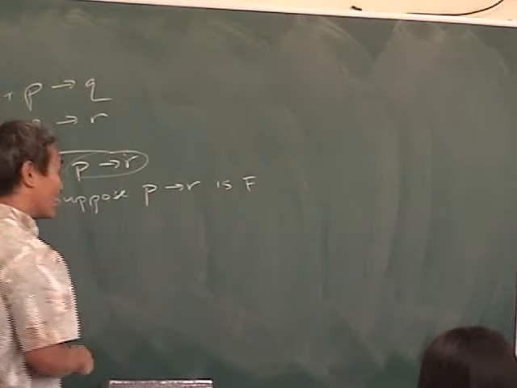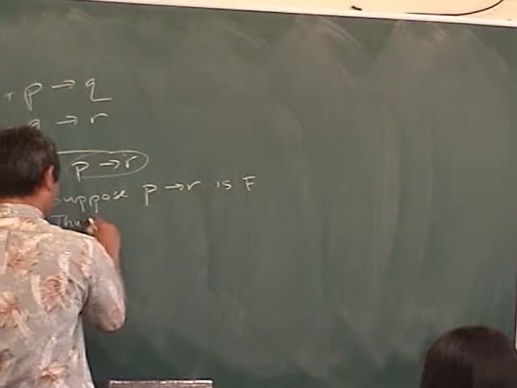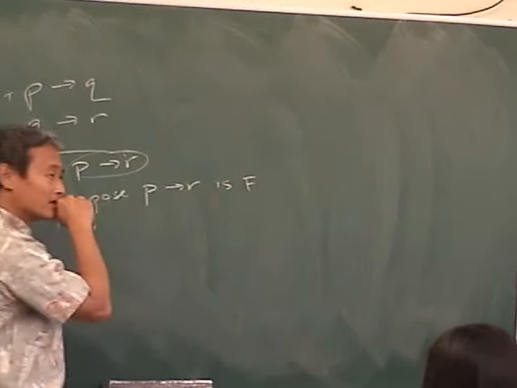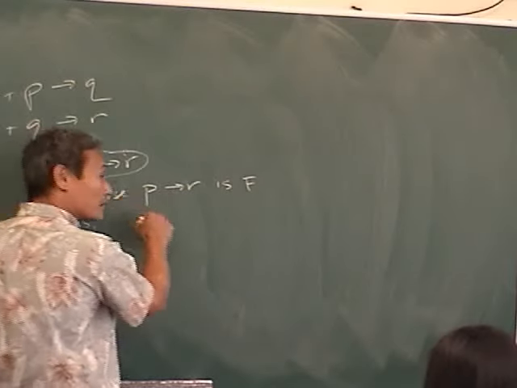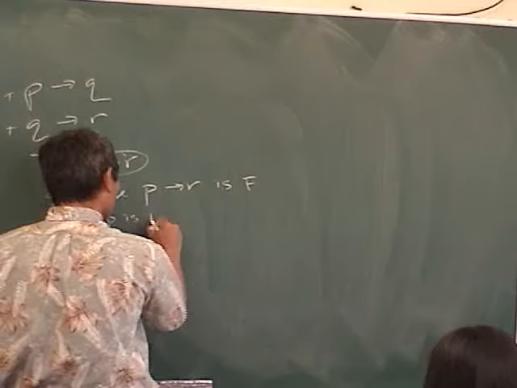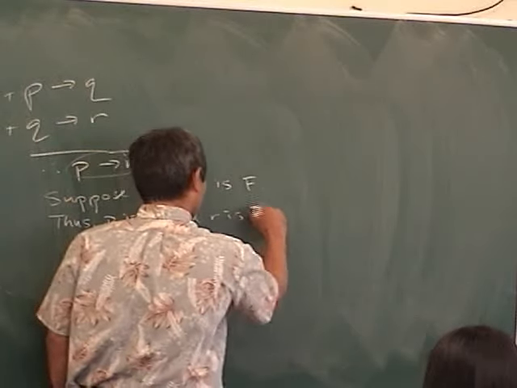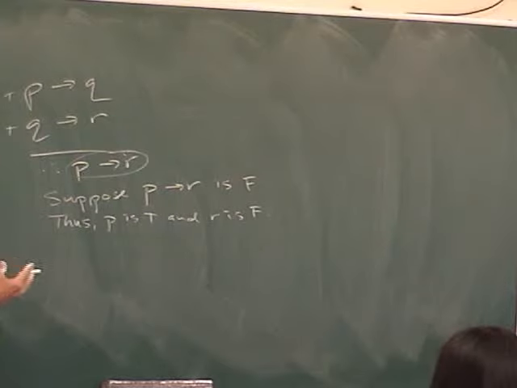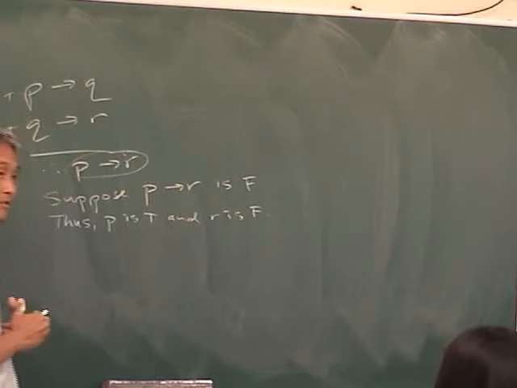Which means what? Thus, when is the only time a conditional statement is false? When the first one is true and the second one is false. Thus, P is true and R is false. Does everybody understand that? The only time a conditional statement is false is when the first one is true and the second one is false. That's why you gotta know all these things, otherwise you can't do it.